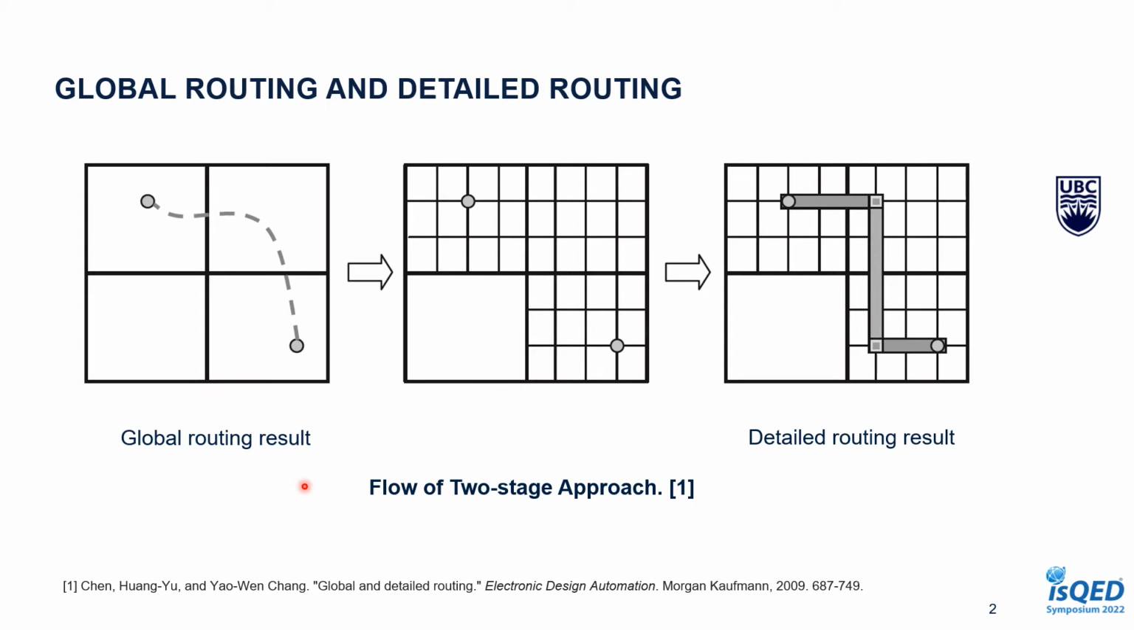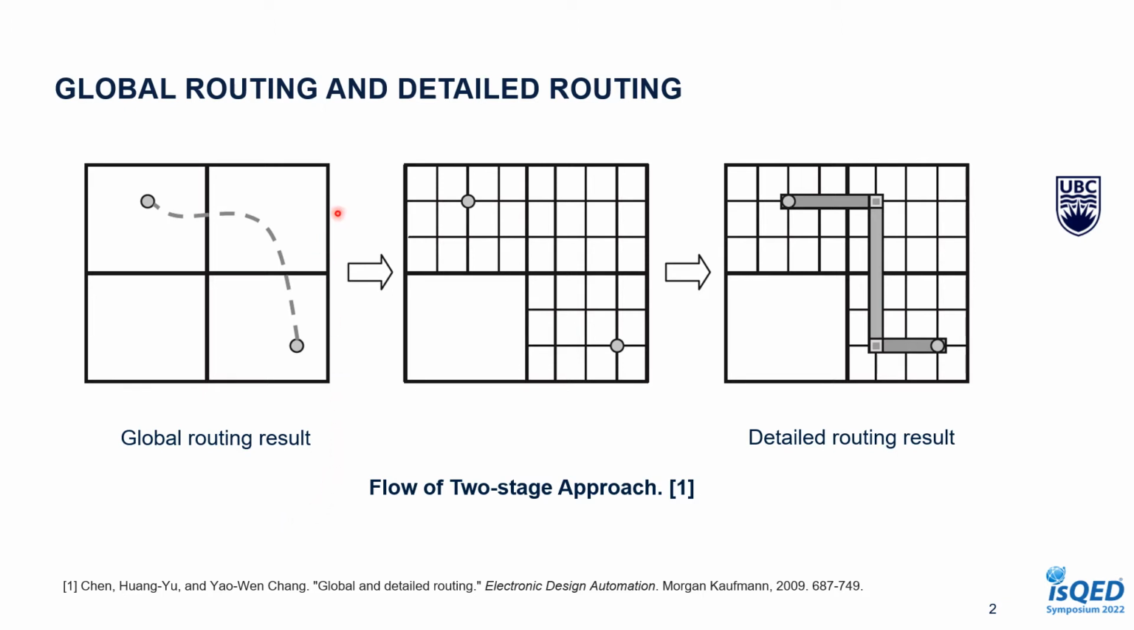Before we get into our work, I need to explain what global routing and detailed routing are, and some terminologies that are used in our presentation. The difference between global routing and detailed routing is mainly in their resolutions. Detailed routing has a much higher resolution than global routing. And global routing sets a boundary for detailed routing.